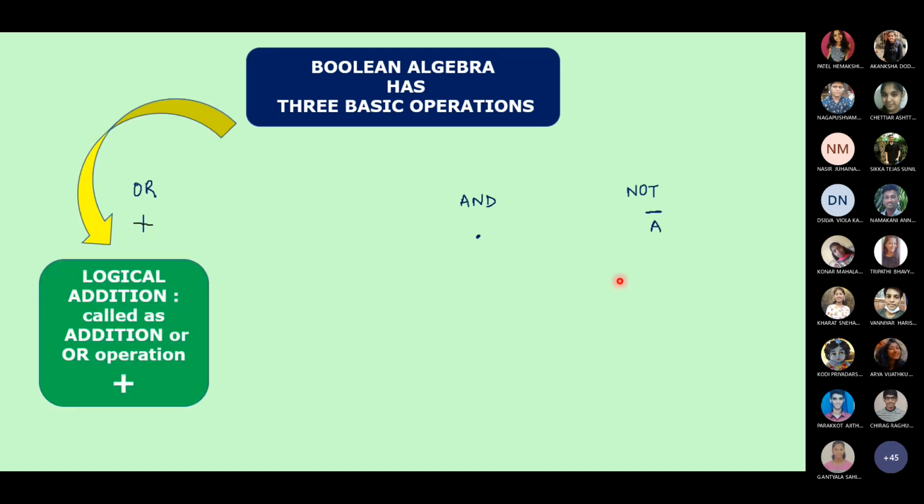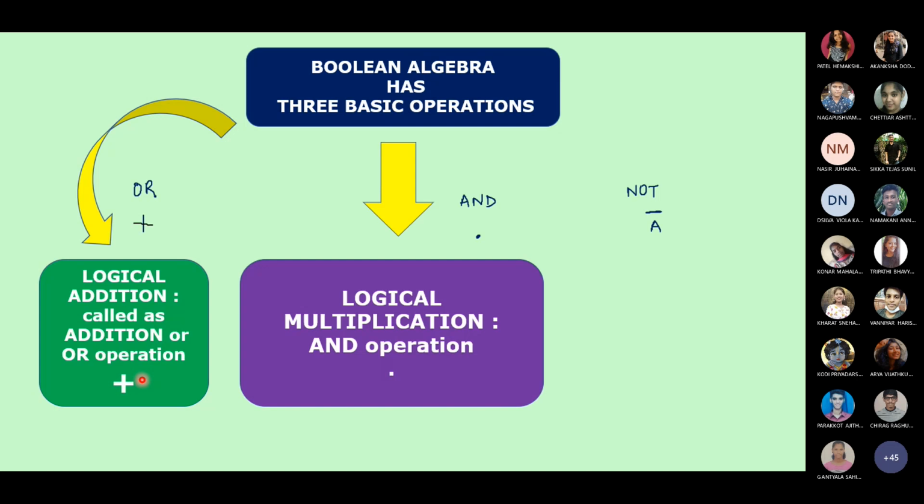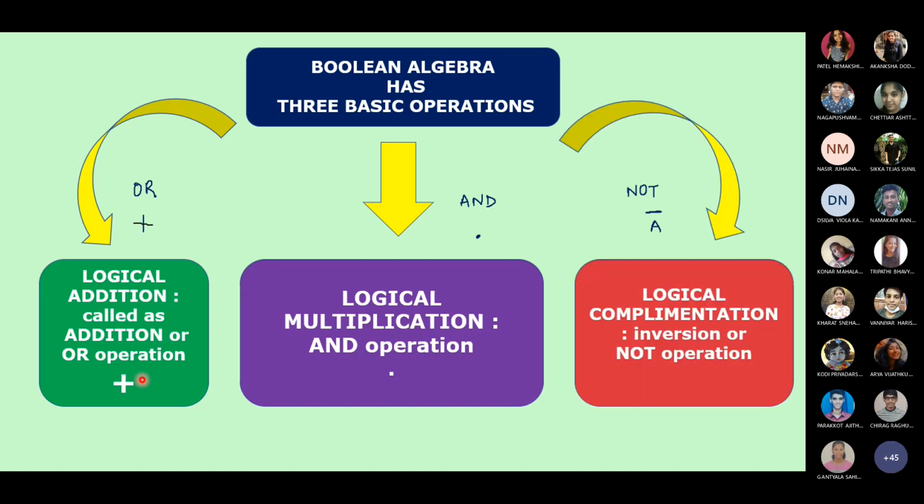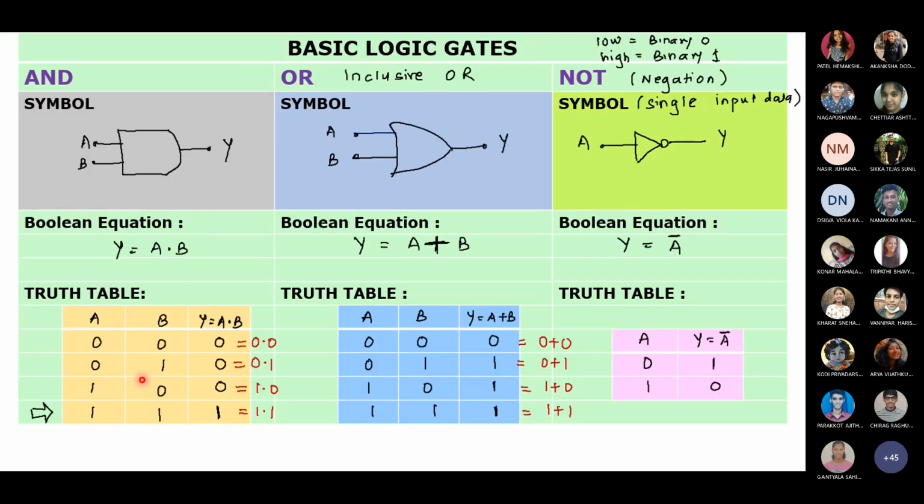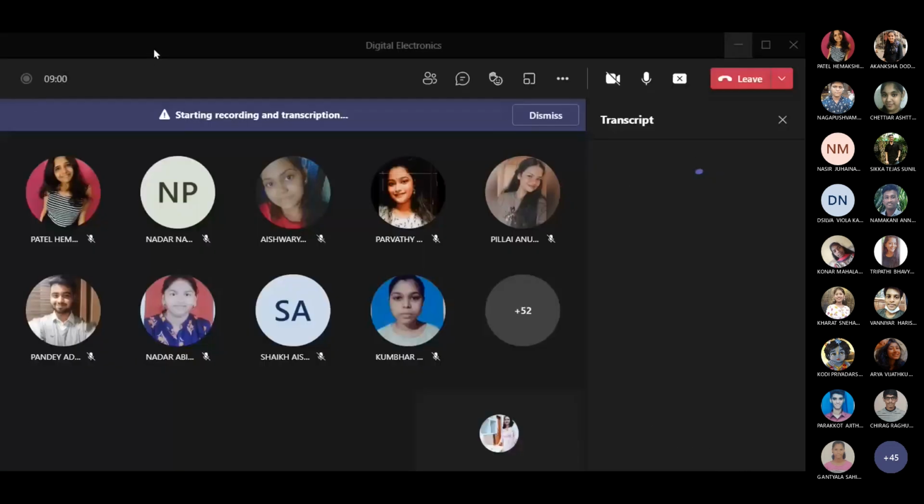These are the three main basic operations of Boolean algebra. The first is logical addition, also called the OR operation. Don't identify it with mathematical addition; it is slightly different in logic or Boolean algebra, and is symbolized by the plus sign. Second is logical multiplication, the AND operation. Third is logical complementation, which is inversion or the NOT operation. We will start with these three basic gates.